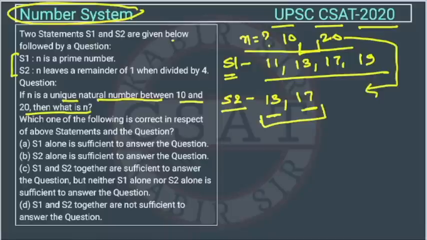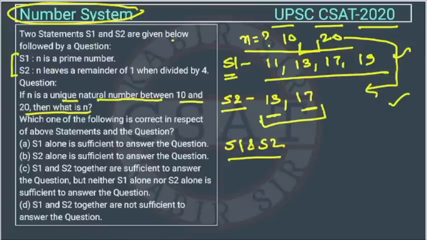Okay, so we cannot answer through statement 1 and we cannot answer this question through statement 2. And if we are choosing both statement 1 and 2, then what are the possibilities, right? So the possibilities will be like, first it will be a prime number, right? So 13 and 17 are also prime numbers, right?